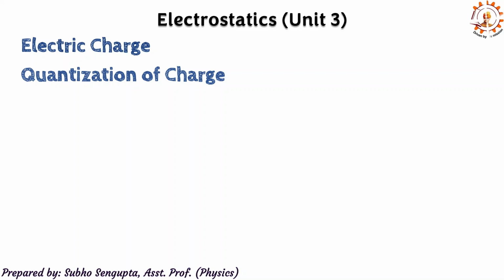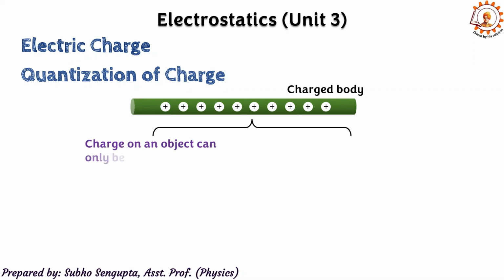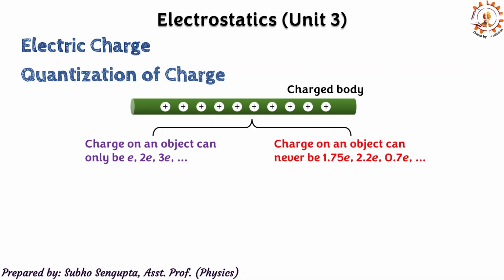So, quantization of charge tells us that when we have a charged object, charge on that object can only be like e, 2e, 3e, and so on. But charge on an object can never be like 1.75e, 2.2e, 0.7e, and so on. Remember, the quantization of charge has a meaning only at the microscopic level, at which the amount of charge, or the number of charged particles involved, is small and countable. At the macroscopic level, the value of charge appears to be continuous, though the transfer of charge still takes place in integral multiples of one electronic charge.